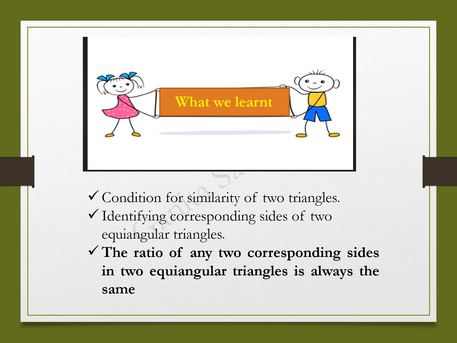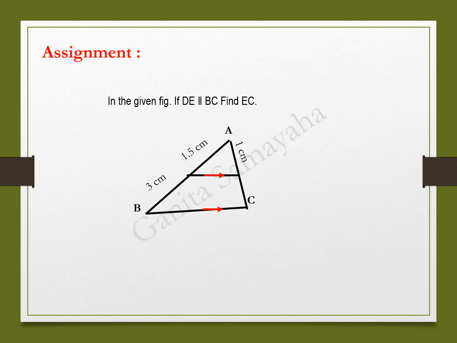Okay, children, please understand these concepts before we watch the next video. And as usual, I have got an assignment for you as well. Okay, we have got a triangle here in which DE is parallel to BC. This is DE, children. I had forgotten to mark it. DE is parallel to BC, and you have to find out EC. Please do this, and we will discuss this in the next video.